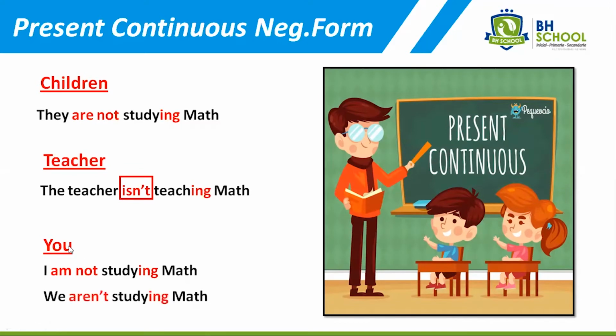Or in plural, we can say, we aren't studying math. I'm not is negative form and aren't is negative form too. Or you can say are not. As you can see here, are not and aren't are the same, but this is a short way. We have two different ways to write it. We can add only not next to the verb be, or we can use the contracted form.